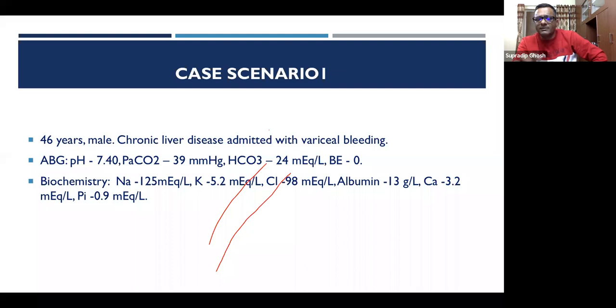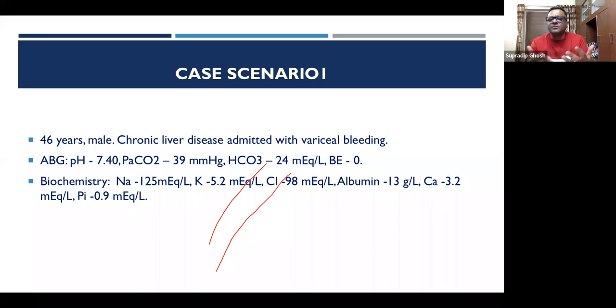And this can easily be found out only by looking at the biochemistry. Low sodium, low albumin, and low phosphate, which are counterbalancing each other. Albumin is written as 13. 13 is 13 gram per liter. So that means 1.3 gram per deciliter. I hope it is clear, Pratik. So this patient has multiple disorders, metabolic acidosis and metabolic alkalosis. Just by looking at the biochemistry, you can easily decipher the things. You don't have to go for any calculation.